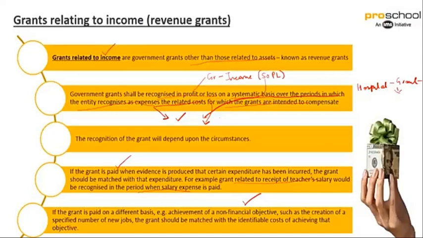Over the periods in which the entity recognizes as expenses the related costs for which the grants are intended to compensate. The recognition of the grant will depend upon the circumstances. If the grant is paid when evidence is produced that certain expenditure has been incurred, the grant should be matched with that expenditure. For example, grant related to receipt of teacher's salary would be recognized in the period when salary expense is paid.